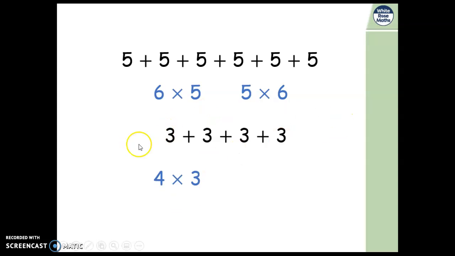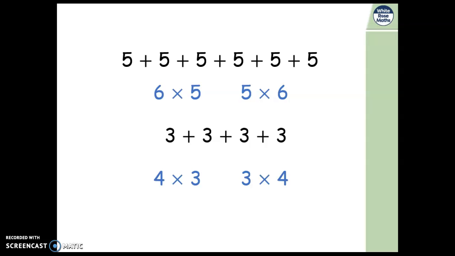And you ignore this repeated addition now. We just focus on this multiplication sentence. And if we swap those numbers round, we also get 3 times 4. These will give you the same number.